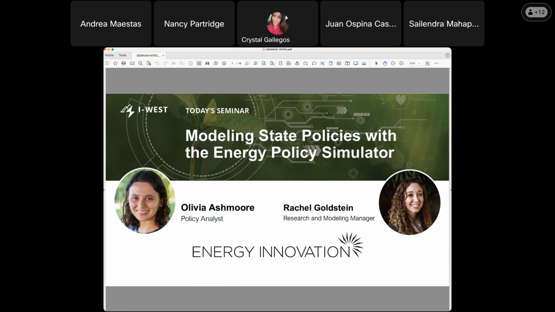So I first learned about the Energy Policy Simulator at a conference that was held in Albuquerque last month, and I was just super excited about all the different types of analyses that could be done with this single tool and on a state-by-state basis.